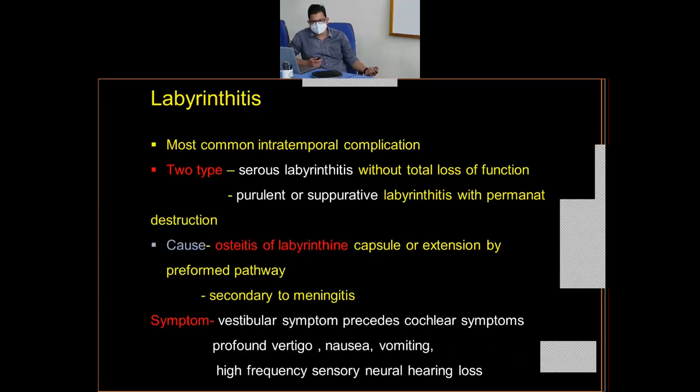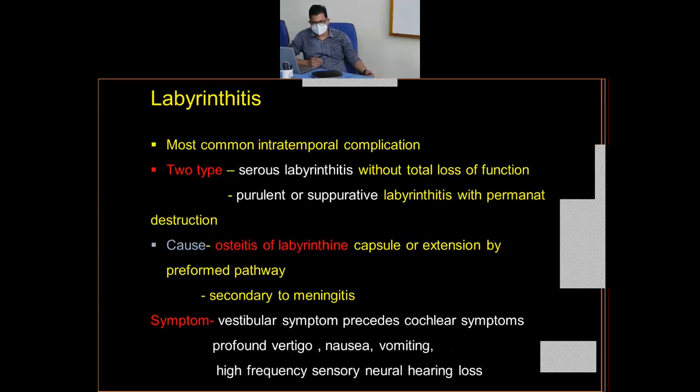So if there is labyrinthitis, inflammation of that labyrinth, there will be loss of function of the semicircular canal or cochlea. In serous labyrinthitis, there will be hampering of the function, but it's not total loss of function. But in case of purulent or suppurative labyrinthitis, there is a permanent loss of function. The cause is the same, osteitis of the labyrinth capsule or extension by preformed pathway.